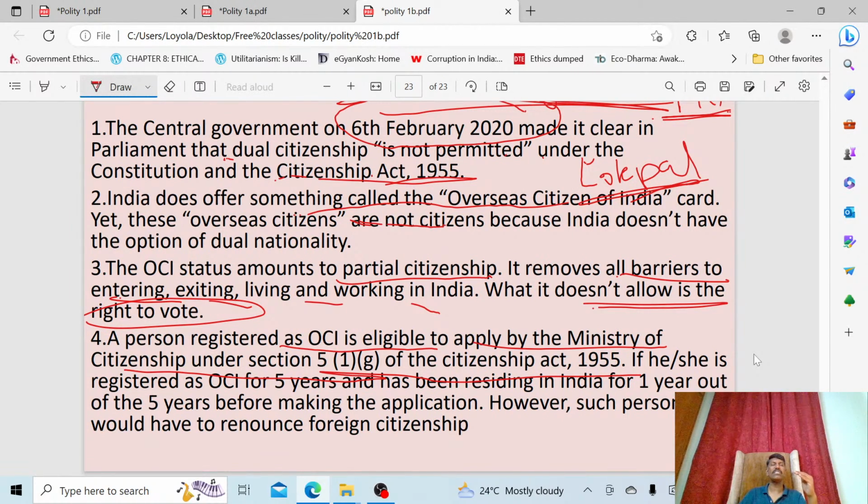NRI means a person who is residing outside the country for more than 180 days, a non-resident Indian, considered as a new diaspora community. A person who left the country and settled in another country, terminating his relationship long back, centuries before, will come under people of Indian origin or overseas Indian citizens, and these people will come under the old diaspora. That was a question in the 2012 mains on the 10th year celebration of the diaspora community.